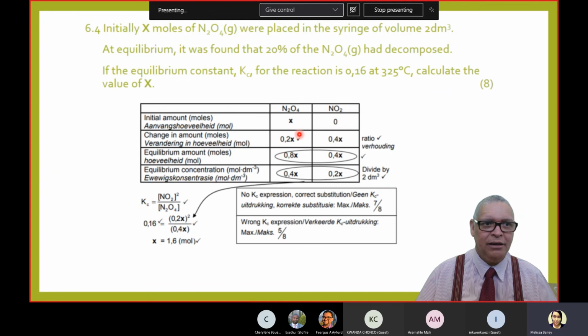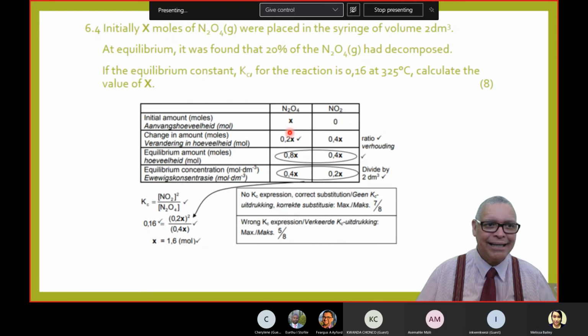When we fill that in, we'll notice that X, right, that's 1X minus 0.2, right? This is where we get our 20% from, right? 0.2, 20% had decomposed. So if you take 20 divided by 100, you're going to get that. So we have 0.2x. And because this is in the ratio of 1:2, this is going to be 0.4. 0 plus 0.4x will give you 0.4x.